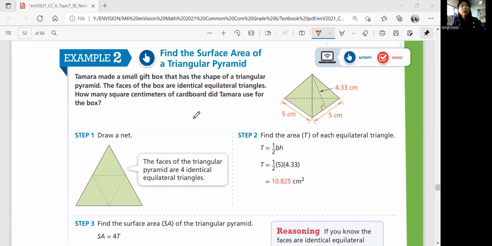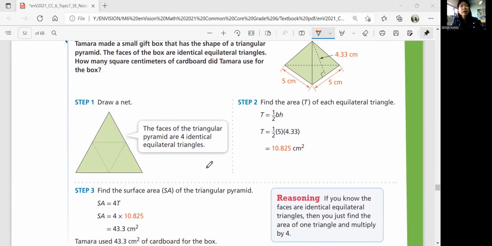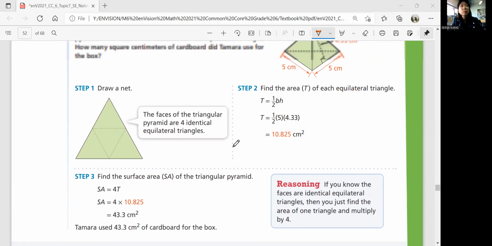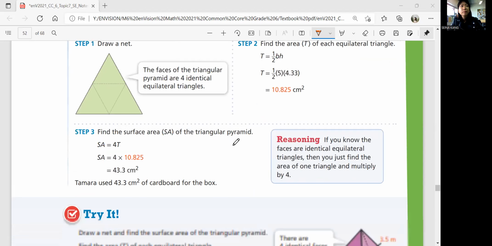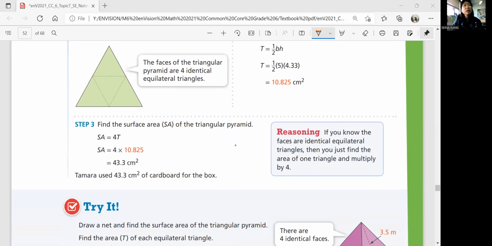So first, you can draw a net having a triangular base and then triangular sides. The faces of the triangular pyramid are 4 identical equilateral triangles. So if you draw a net, it's going to be one large triangle. And then you're going to find the area of each equilateral triangle and then find the surface area as a whole by multiplying that by 4. Okay, and that's your answer.